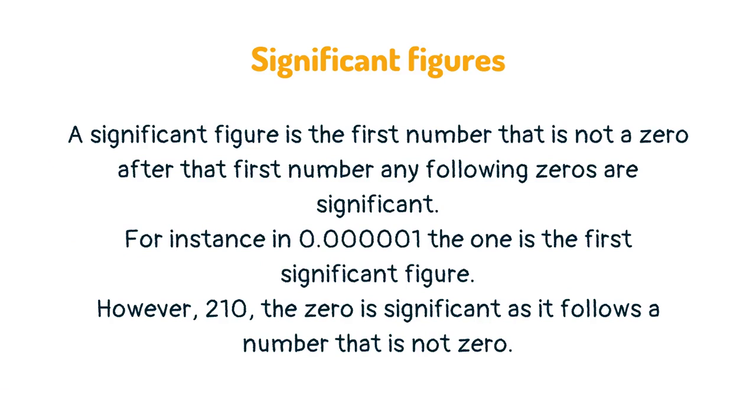A significant figure is the first number that is not a 0. After that first number, any following zeros are significant. For instance, in 0.000001, the 1 is the first significant figure. However, in 210, the 0 is significant as it follows a number that is not 0.